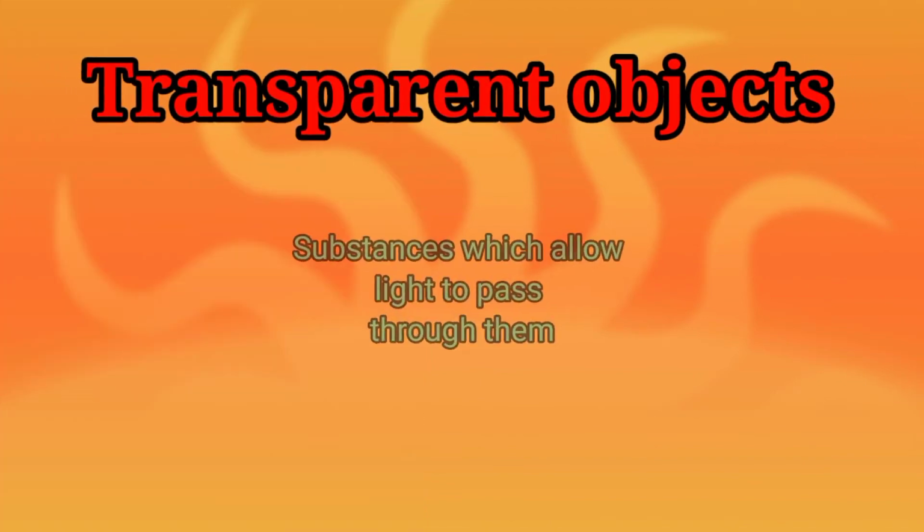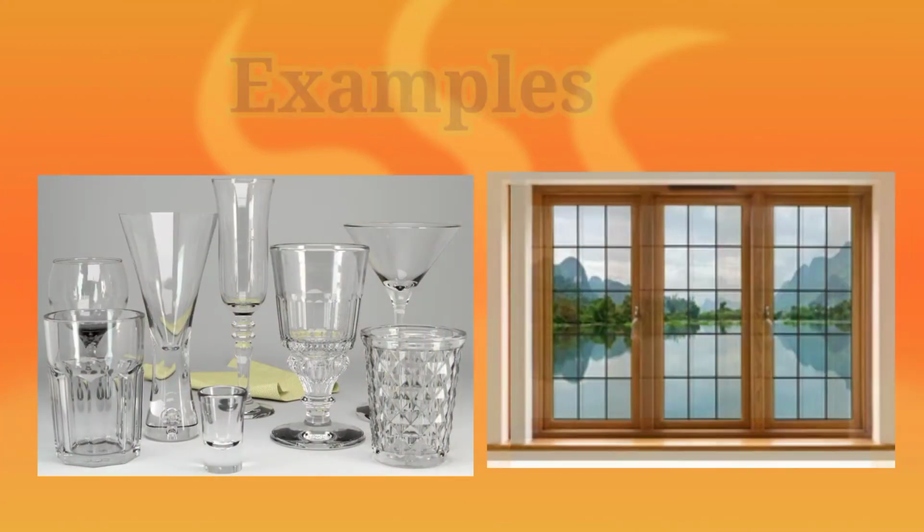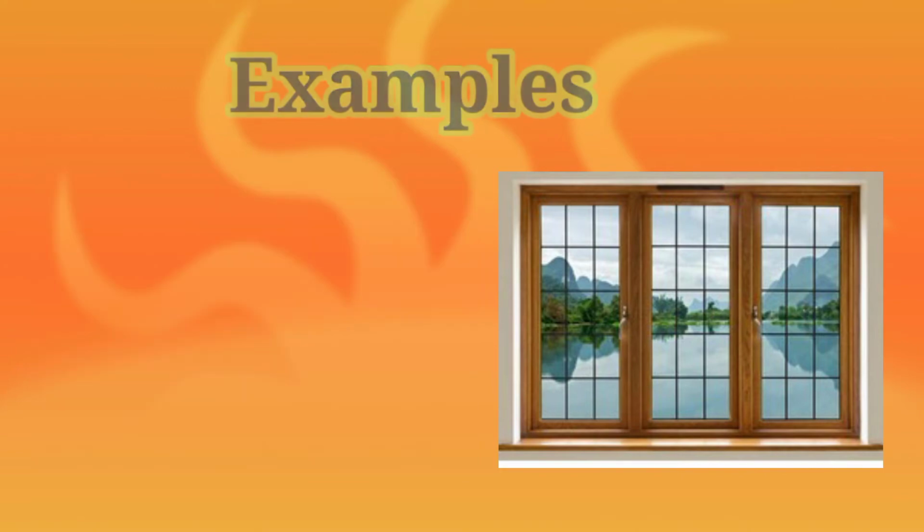Let us discuss some different types of objects. First of all, transparent objects. Students, substances which allow light to pass through them are called transparent objects. For example, glass and window panes are examples of transparent objects.